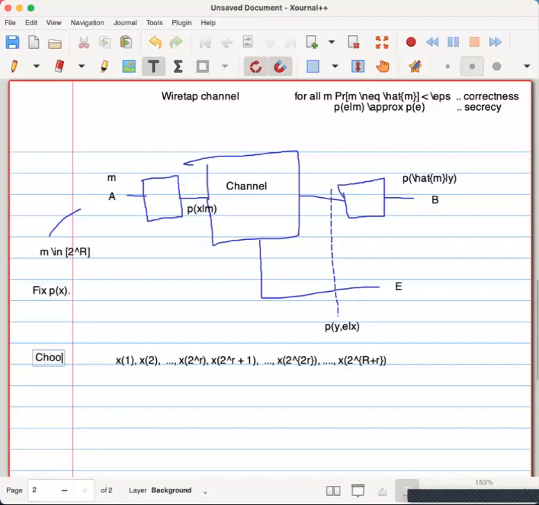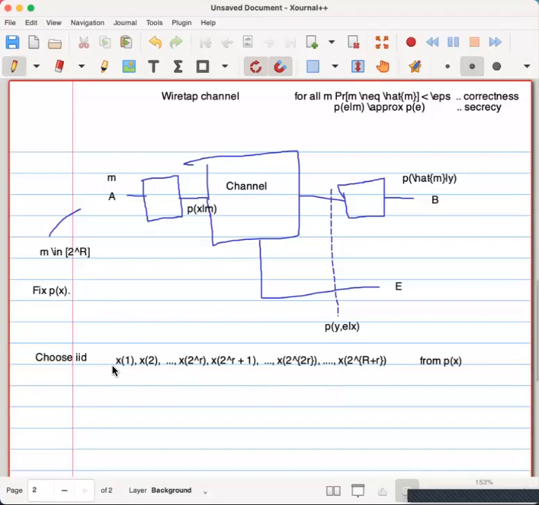But here I'm saying choose some more samples. Choose IID samples from px. Now, if I wanted a capital R, I will not choose 2 to the r samples, but something more. I'll choose 2 to the capital R plus small r samples. What is small r? We'll fix it shortly. I've labeled the samples x1, x2, like this, x2 to the little r, x2 to the little r plus 1, up to x to the 2 to the twice little r, and so on after this. So pick these many IID samples.